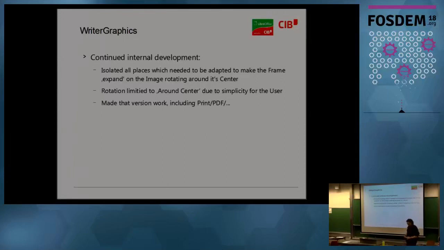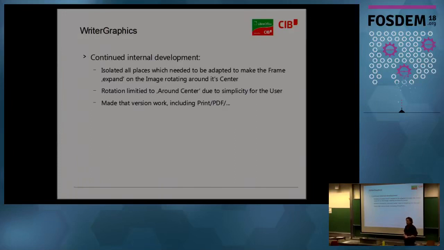So I continued internal development. I had to isolate all places which needed to be adapted to make the frame expand on the image rotating. So this is writer layout. Writer layout means having to deal with writer frames. Writer frames means you have an SV rect. This SV rect is handed out from the structure, controlling it as const reference, but also as reference. So there were 1,400 places changing these values.